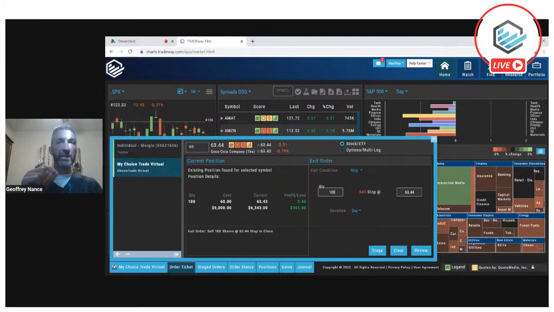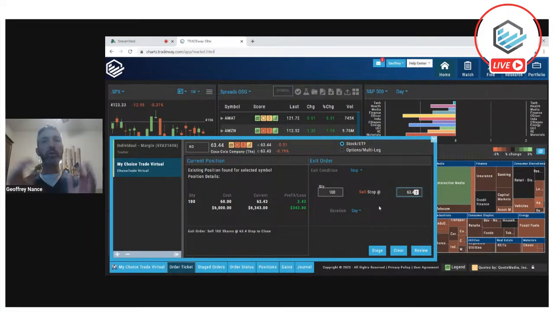So remember, that's stopping winning. We're not doing this to stop winning. We're doing this to stop losing. So lower than the current price. So let's just say I wanted to stop out on this at 63.40. That's about 4 cents away from where it is.